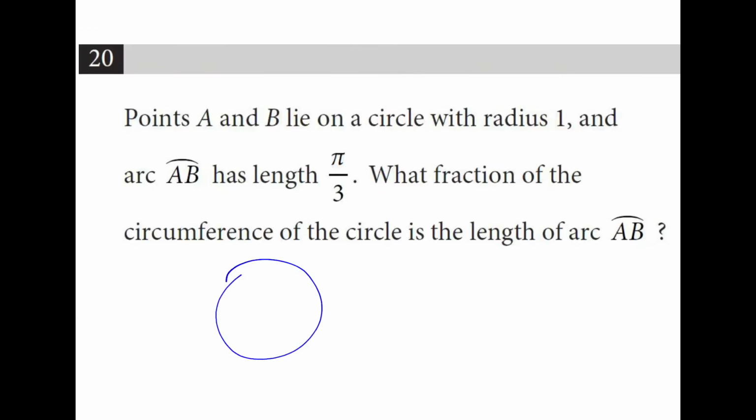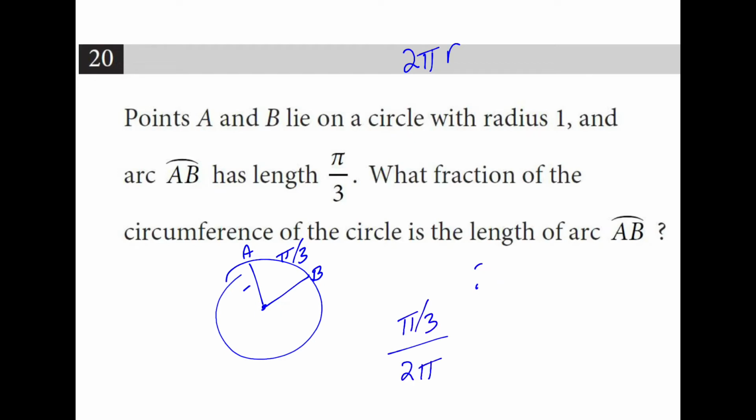Points A and B lie on a circle with radius 1. And arc AB has length pi over 3, so let's make it like this, A and B and pi over 3. What's the fraction of the entire circumference? So the circumference is 2 pi r, which we're going to substitute in a 1, so it's 2 pi. Pi over 3 divided by 2 pi.